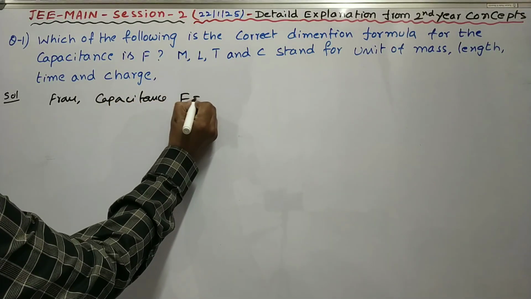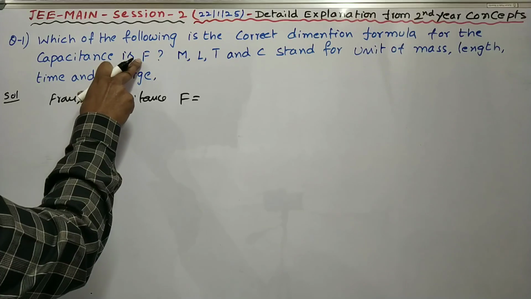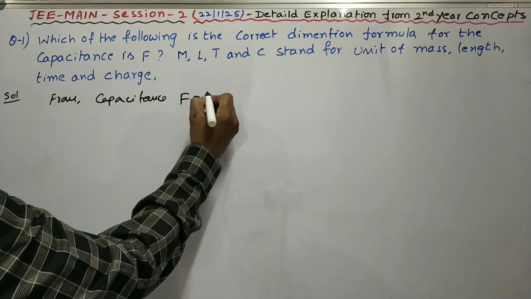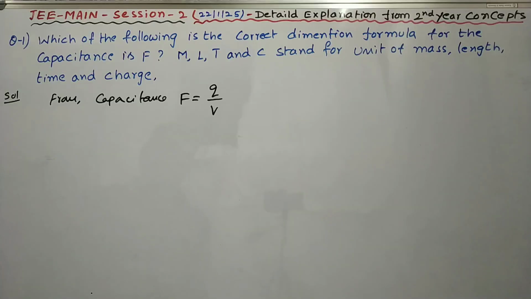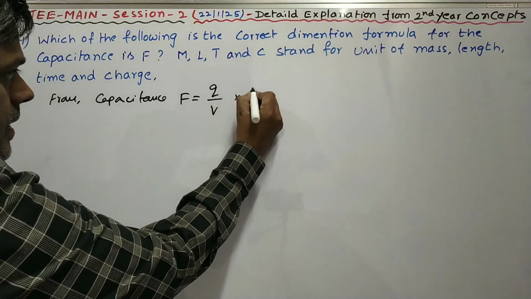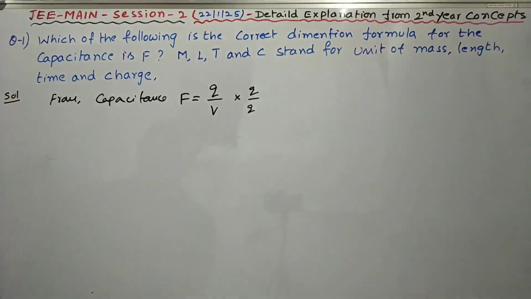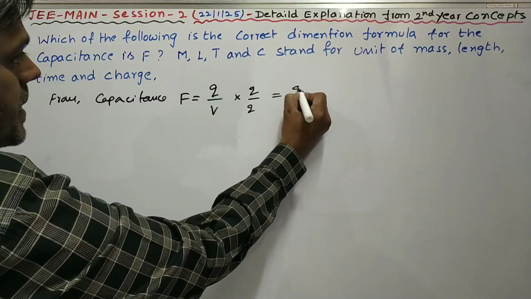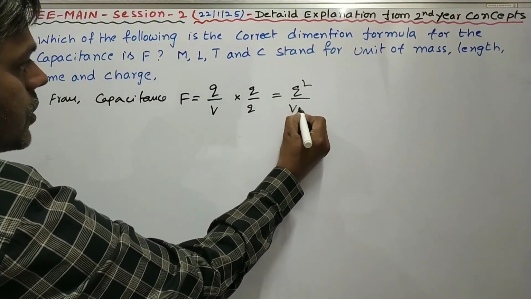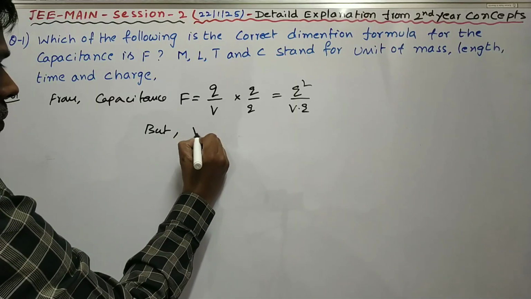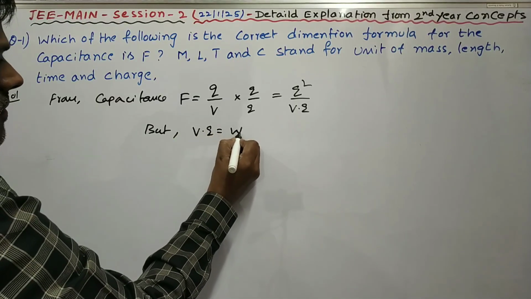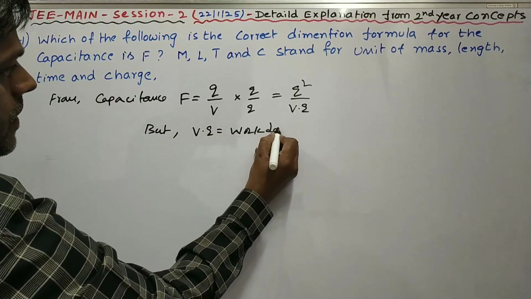What is that? Capacitance F, actually C, but in this question it is asked as F. Capacitance F is equal to charge per voltage. Multiplying and dividing by Q, there is no change. So we get Q square by V into Q. But what is voltage into charge equal to? Work done.